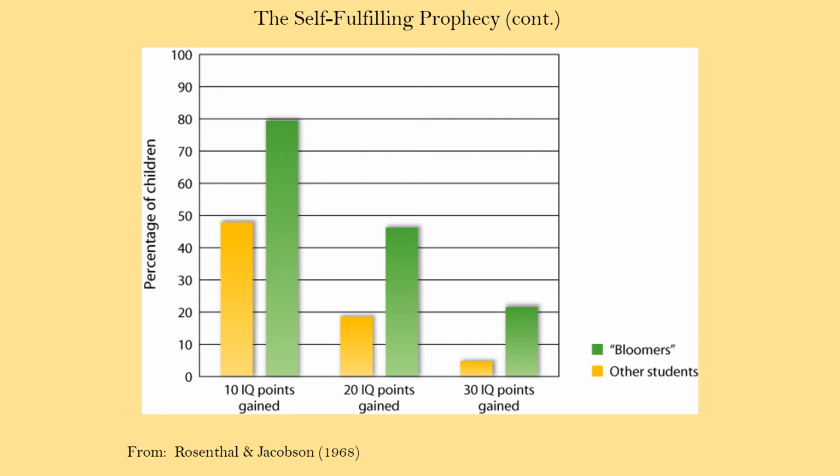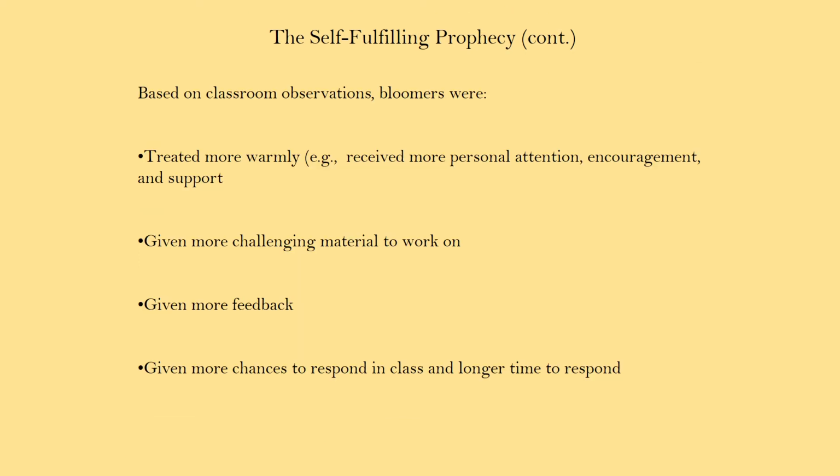So these are good teachers. They're able to produce good students, but expectations can affect what? Well, what they found out based on classroom observations is that the teachers treated the bloomers a little differently. They were treated more warmly. They received more attention, encouragement, and support from the teachers. Those students who were thought to be low achievers, teachers were, clearly from classroom observations, less invested in their students.